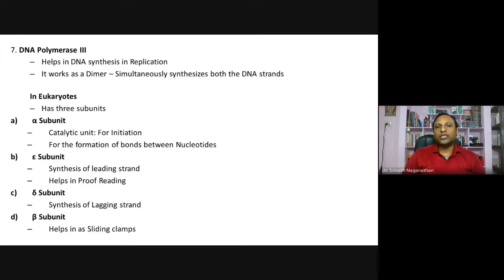DNA polymerase 3. This is an important enzyme in DNA synthesis during replication. It works as a dimer and simultaneously synthesizes both strands, that is 5' to 3' and 3' to 5'. In eukaryotes especially, it has these subunits. The first is the alpha subunit, which is the catalytic unit for the formation of bonds between the nucleotides. Epsilon subunit synthesizes the leading strand and helps in proofreading. And the delta subunit synthesizes the lagging strand. Beta subunit acts as a sliding clamp.